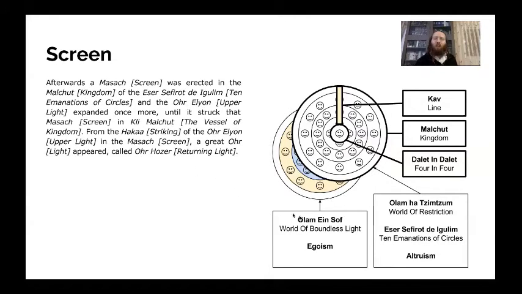So you've got Olam Ein Sof, the world of boundless light, the egoism, beneath you. You've got Olam HaTzimtzum, the world of restriction, Eser Sefirot Igulim, 10 emanations of circles, altruism, on top of that, where your sense of self has shifted from your egoism to your altruism. And what you're doing is you're blocking that intense ego that you built and had to build in phase 4, so that you'll have it beneath you instead of in you.